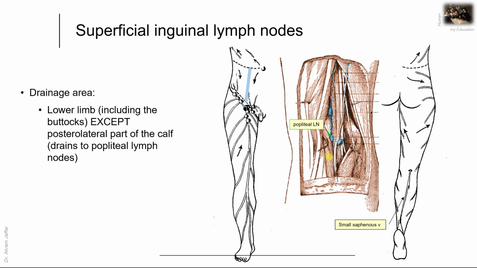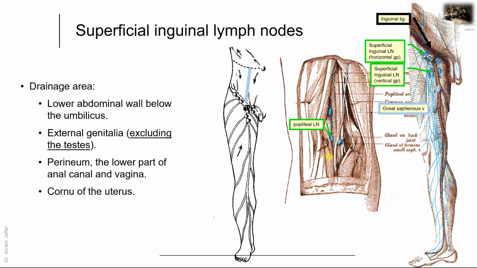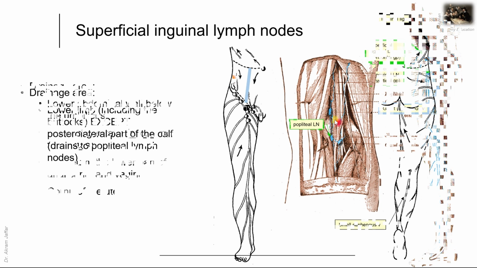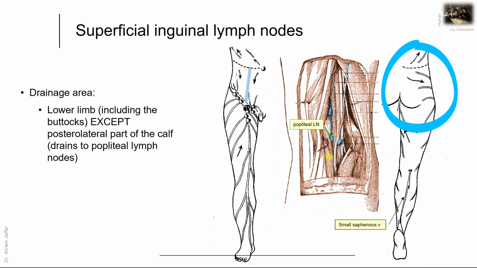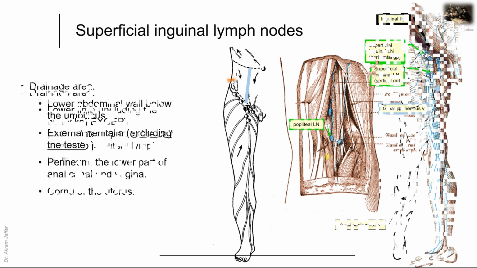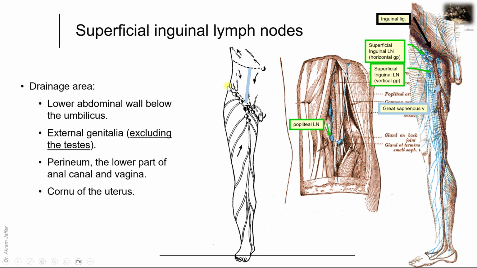called popliteal lymph nodes. In addition to the lower limb, the superficial inguinal lymph nodes drain the lower abdominal wall below the umbilicus. They also drain the skin of the back below the waist, as well as the skin of the gluteal region. And also they drain the external genitalia, excluding the testis, and we are going to deal with that in a moment, why the testis is excluded.